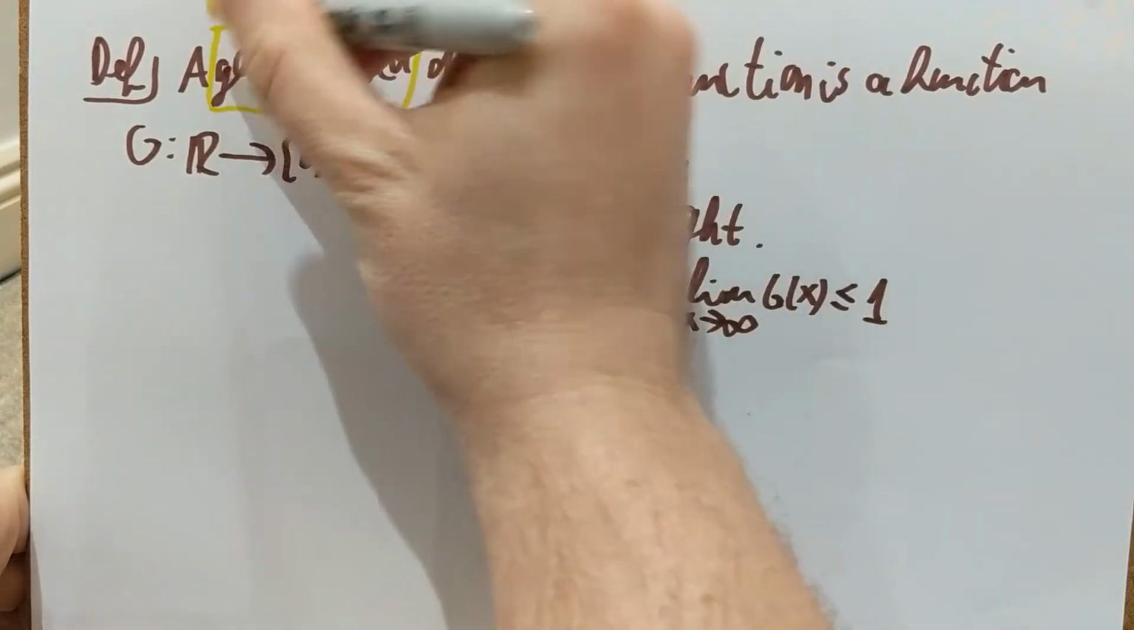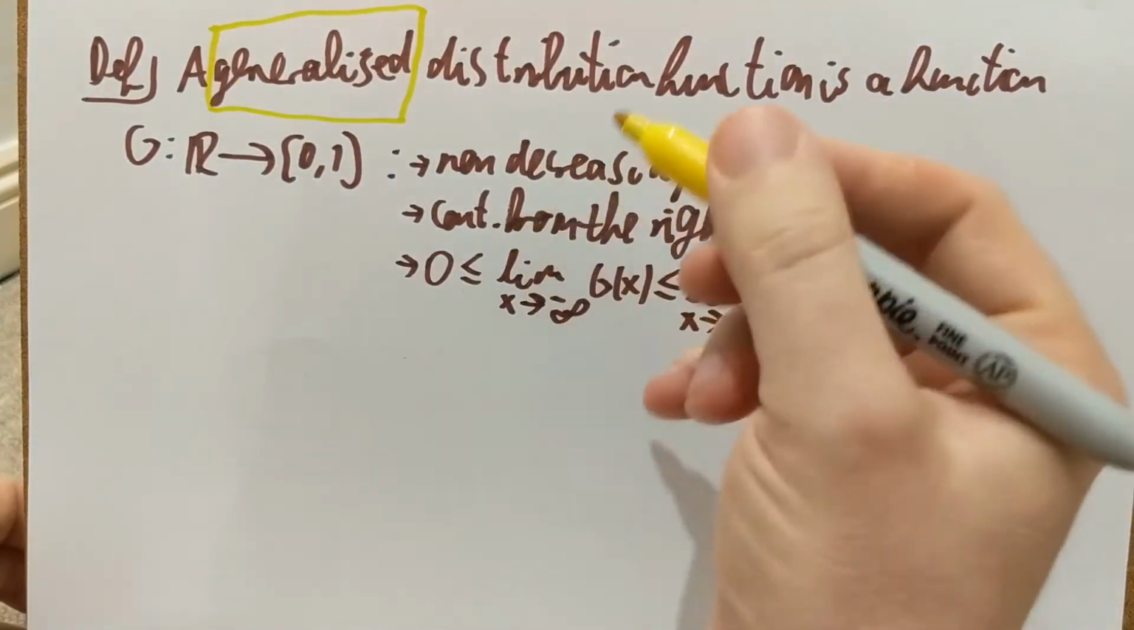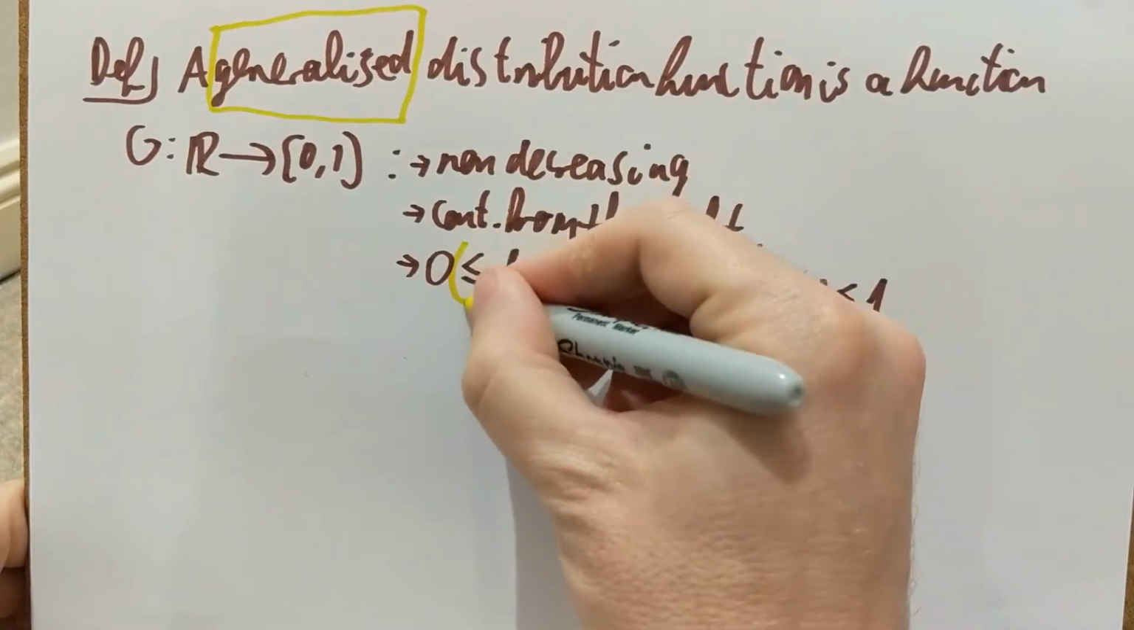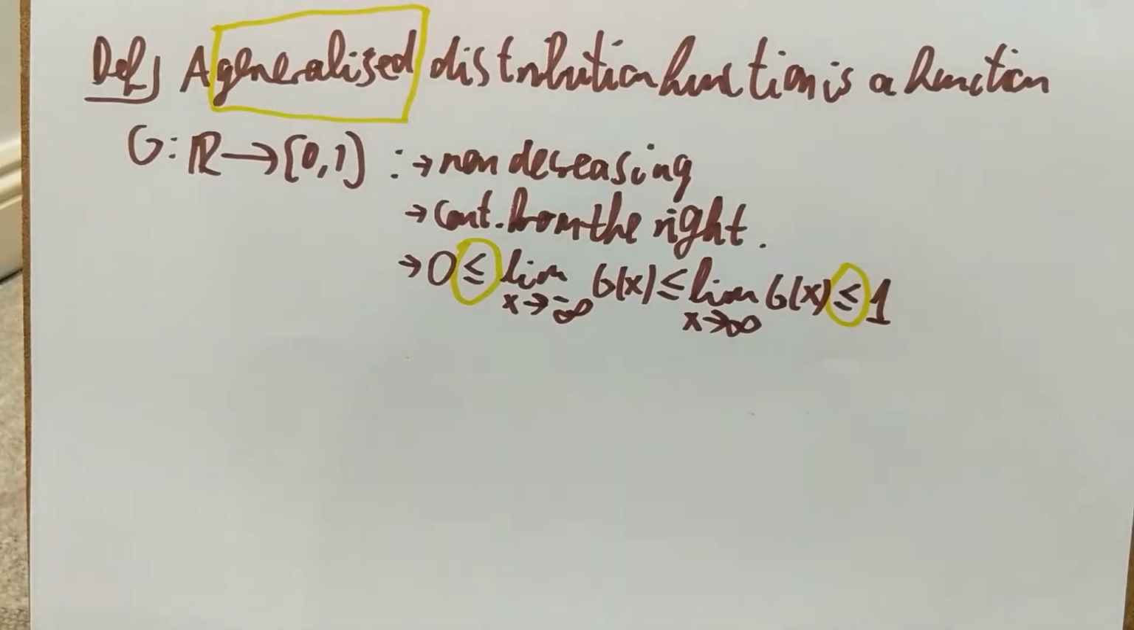Now, why do we call this a generalized distribution function? What is a probability distribution function? A probability distribution function always almost has these properties. The difference would be here. For a proper probability distribution, this would be equal and this would also be equal. So the left limit would be 0, the right limit would be 1. Here what I assume is that the left limit is not negative and that the right limit is not larger than 1. Okay, so that's a generalized distribution function.